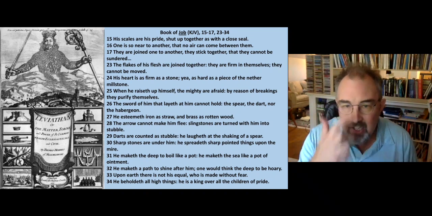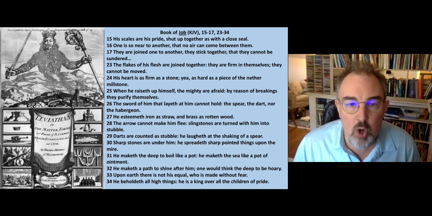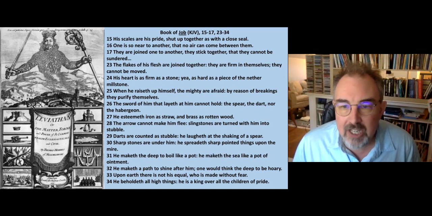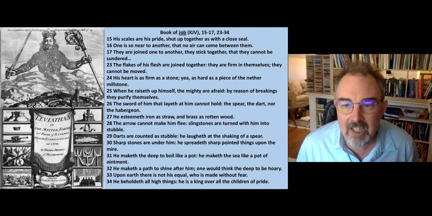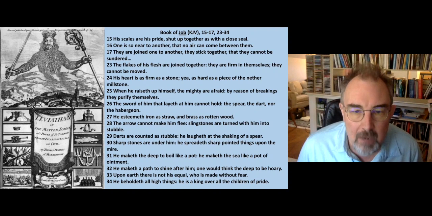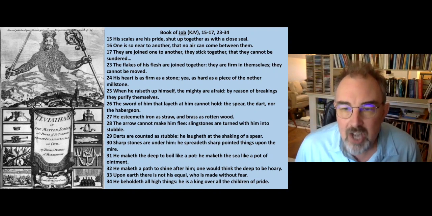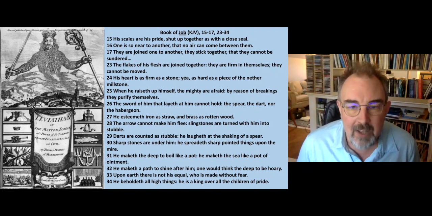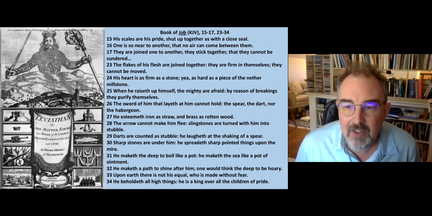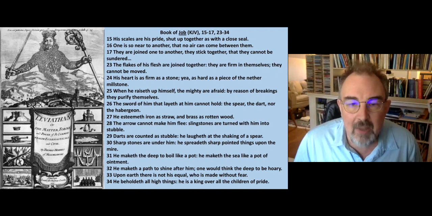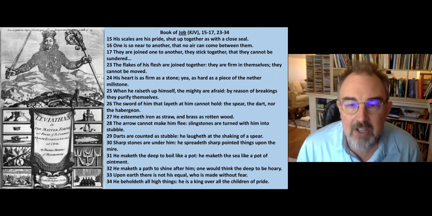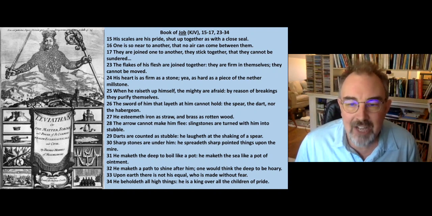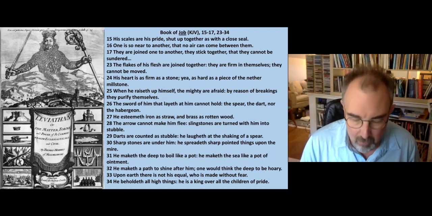He esteemeth iron as straw, and brass as rotten wood. The arrow cannot make him flee. Sling stones are turned with him into stubble. Darts are accounted as stubble. He laugheth at the shaking of a spear. Sharp stones are under him. He spreadeth sharp pointed things upon the mire. He maketh the deep to boil like a pot. He maketh the sea like a pot of ointment. He maketh a path to shine after him. One would think the deep to be hoary. Upon earth there is not his equal, who is made without fear. He beholdeth all high things. He is a king over the children of pride.